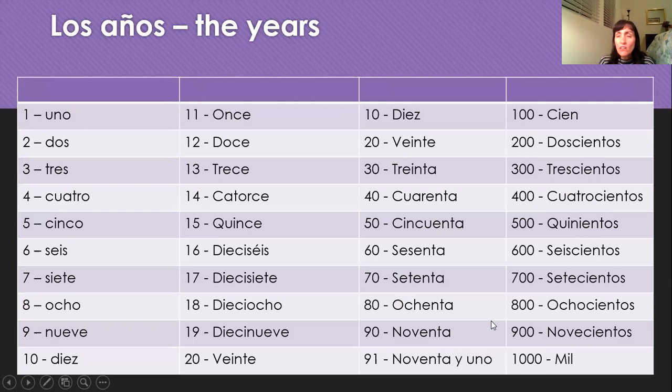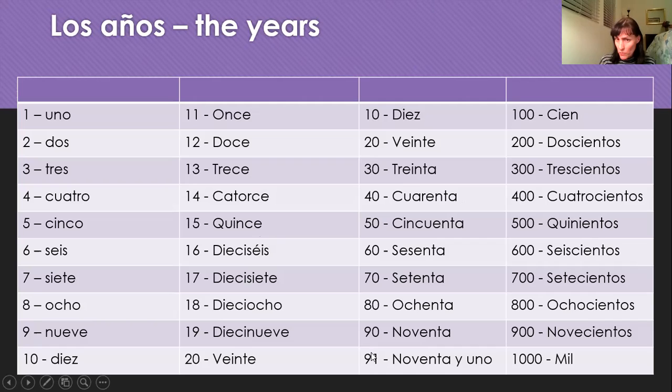Okay, so here are all our numbers. Most people learned 1 through 10 on Sesame Street or somewhere along the way. Hopefully those are familiar for you. If not, you can practice them now. Then 11 through 20, repite por favor. 11, 12, 13, 14, 15, 16, 17, 18, 19, 20.